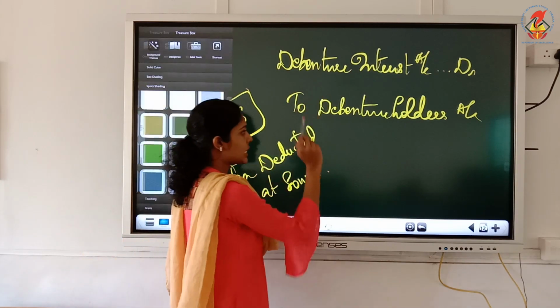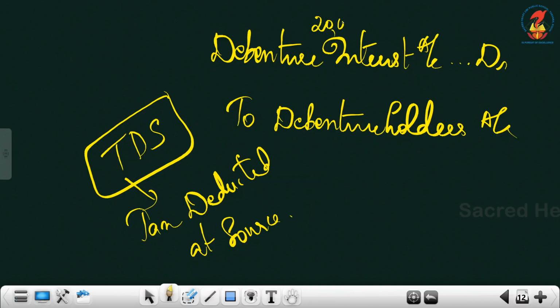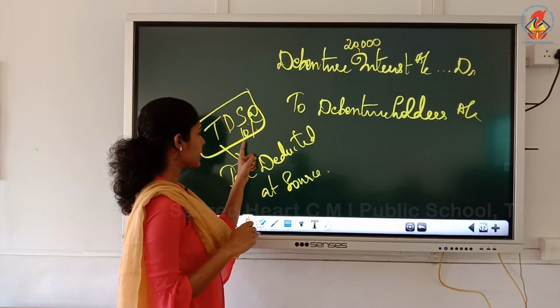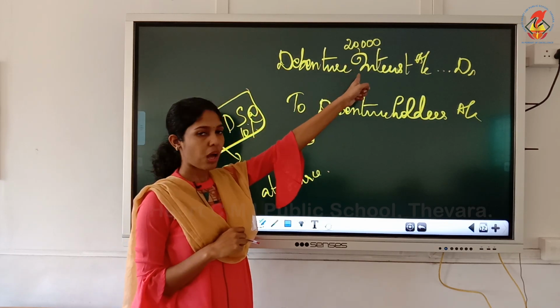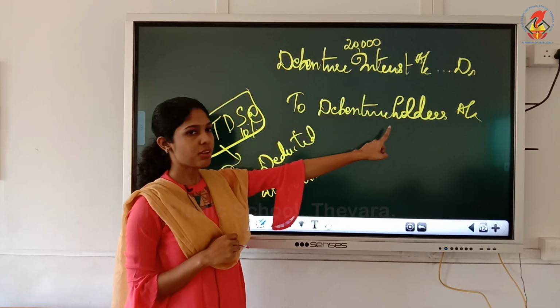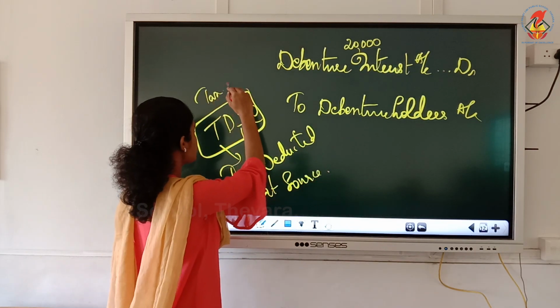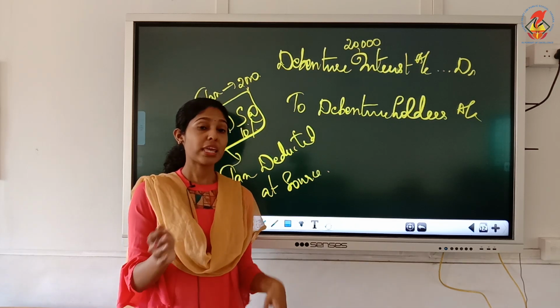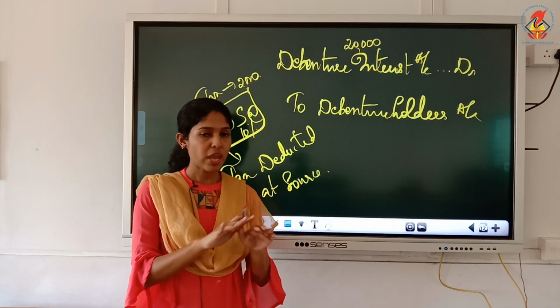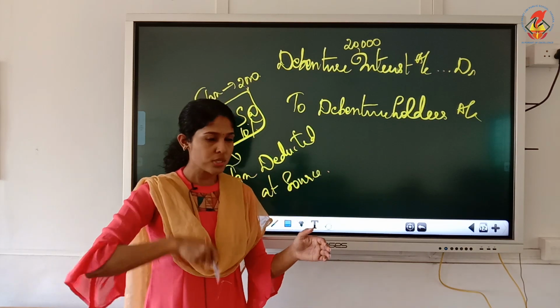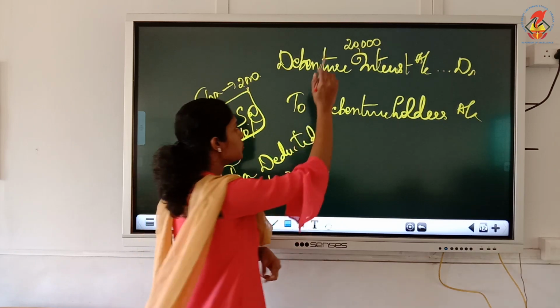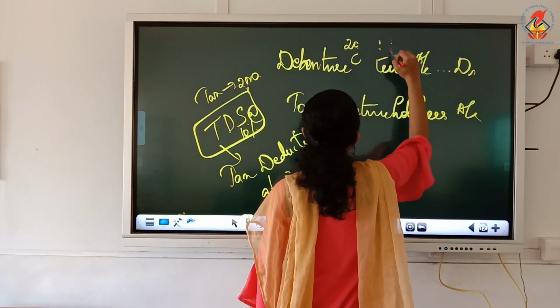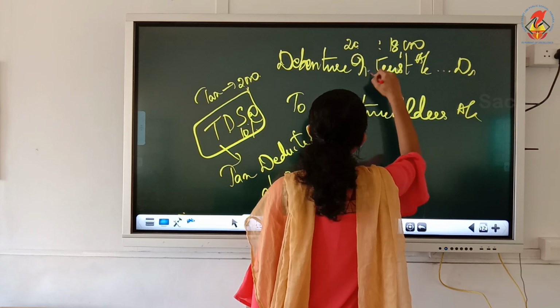Suppose interest what you have to pay is 20,000. The TDS rate is given at 10%, and we know that tax is to be computed on the income. This interest of 20,000 is an income for debenture holders, and they will have to pay tax of how much? 20,000 into 10%, they will have to pay tax of 2,000. So they may try to do tax evasion. To avoid this, company will deduct 2,000 from this 20,000, and when you pay them, you will pay them only 18,000.